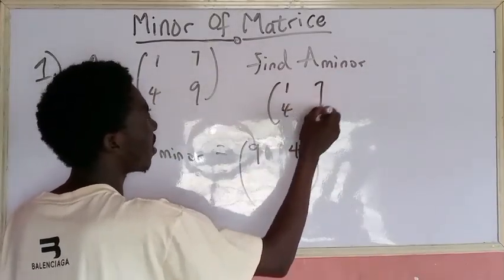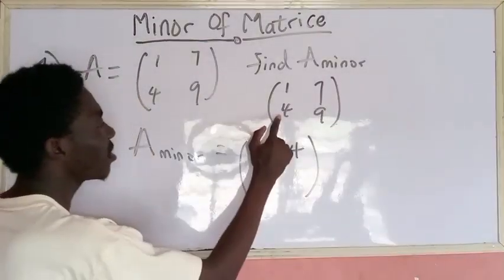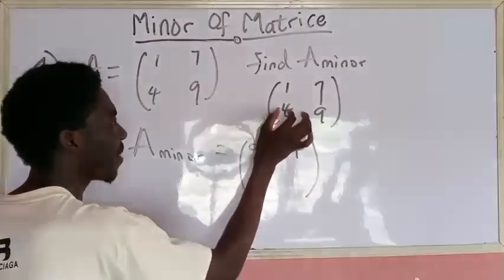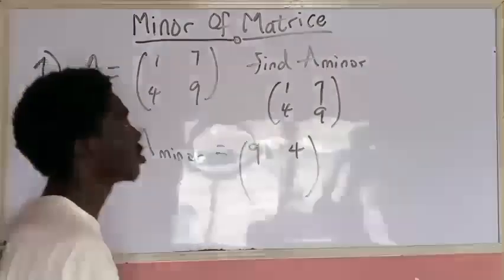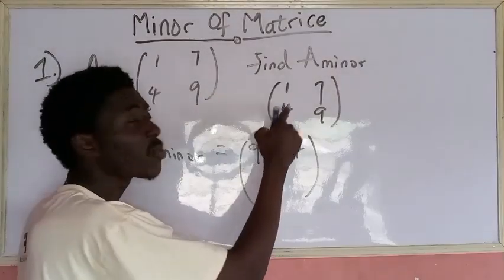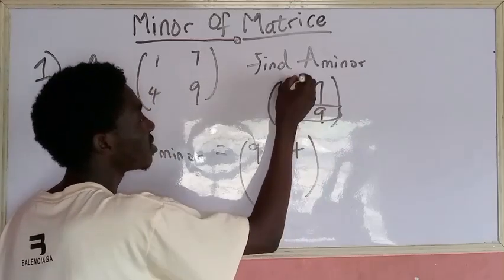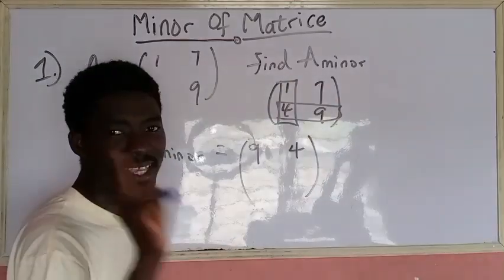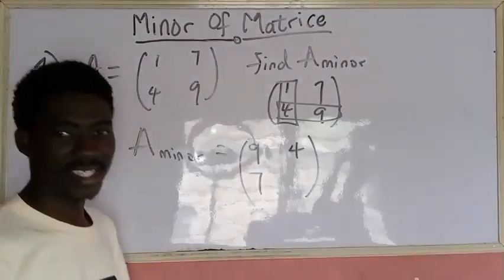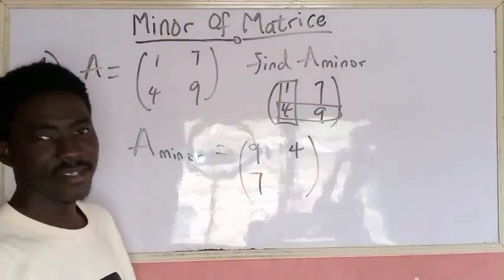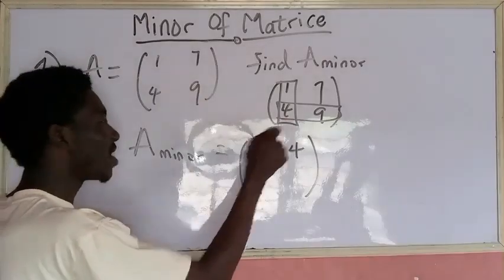Next, let's check out the remaining ones: 1, 4, 7, and 9. Let's check out the minor of 4. What is the minor of the element in this position? 4 is an element that occupies this row and this column. So I'm left with a 7, and I put 7 here. Good. That's how to look for the minor of this position.